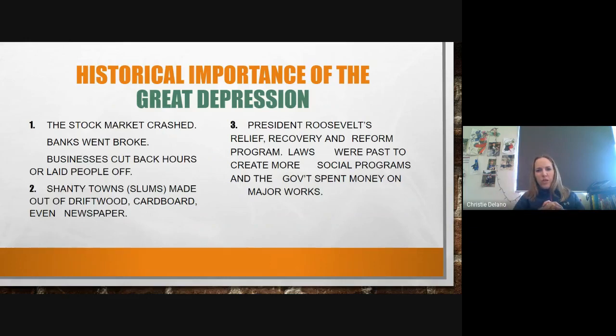President Roosevelt, we're going to look at President Franklin Roosevelt. We're going to look at his ideas here in a few minutes, looking at relief, recovery, and reform, or the New Deal. We're going to get to that here in a little bit. But this idea of the introduction of social welfare programs.